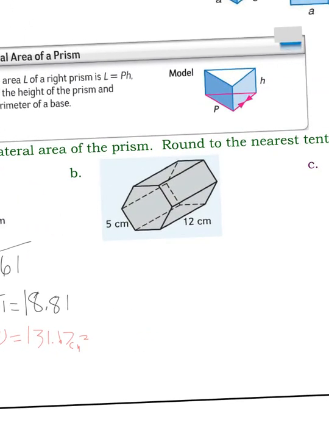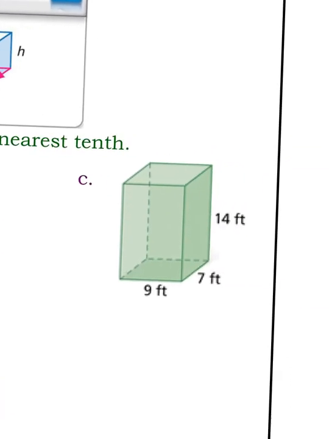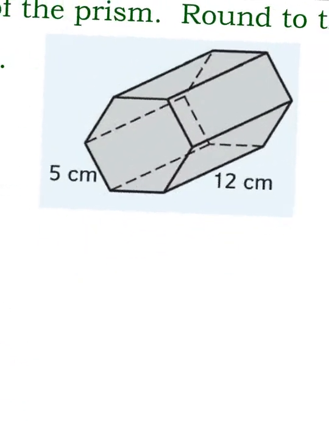Looking at this one, I have 1, 2, 3, 4, 5, 6. It's a 6-sided figure, so that's a hexagon. So this is a hexagonal prism. I have 4 rectangles going around, but I have 2 rectangles top and bottom. So 9 and 7 are for the base. I don't want to go too fast here, so let's just get started on part B.